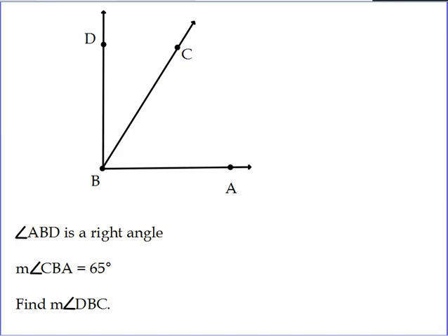Now for this one, they're starting to list some information here that you'll need. The first piece of information is telling me that ABD is a right angle. So I'm going to put my little box in here to show that it's exactly 90 degrees. Then it tells me that CBA is 65 degrees. And now we want to find DBC. So I'm going to find that side right there. Again, to find that, you would subtract. 90 minus 65 gives me 25 degrees.